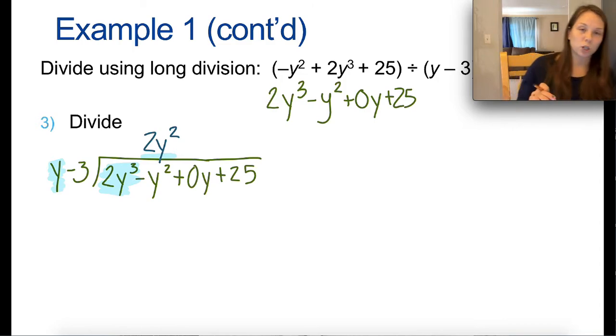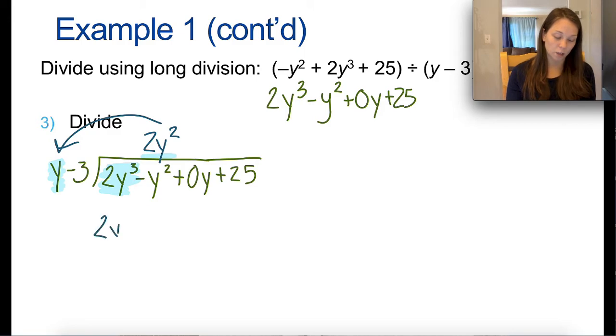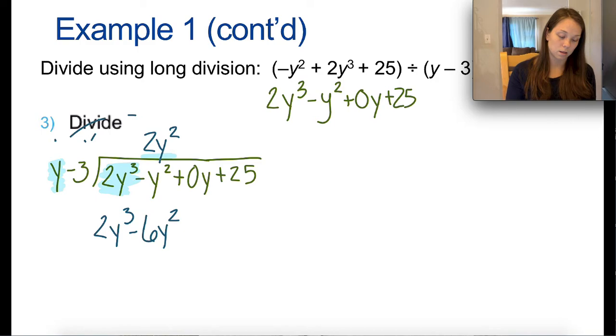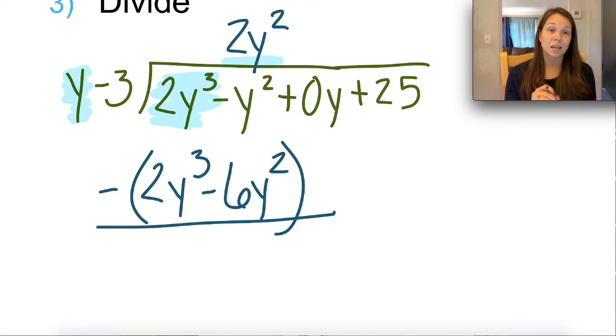So now that we've answered that first part where I have the piece in my quotient, the 2y squared, now I need to take that and distribute it into both pieces in the divisor, the y and the negative 3. So 2y squared times y is 2y cubed. 2y squared times negative 3 is minus 6y squared. I'm going to wrap that in parentheses and stick the subtraction sign on the outside of it. So now I'm going to take 2y cubed minus 2y cubed and subtract those.